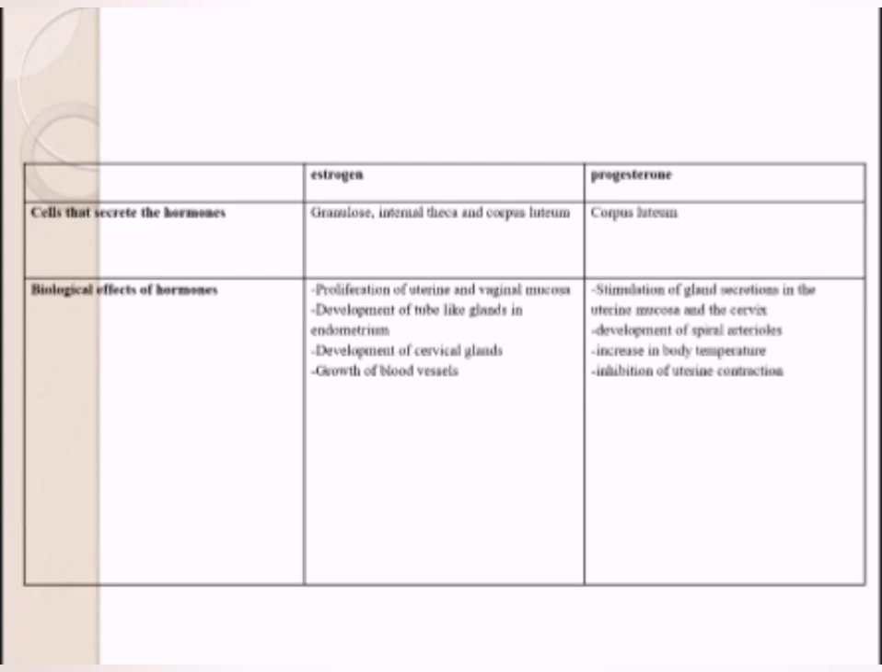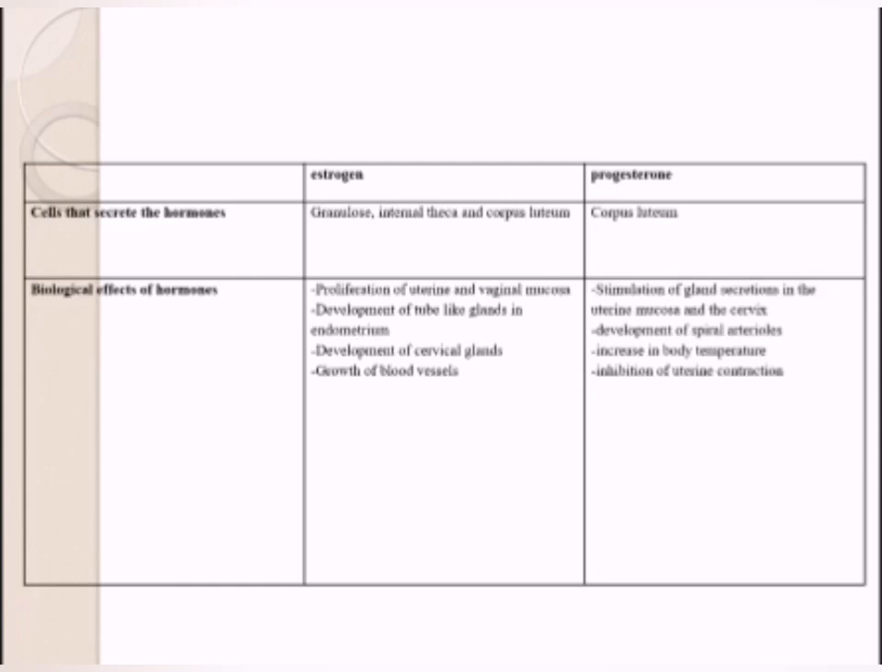Also, estrogen leads to the development of tube-like glands in the endometrium. It leads to the development of cervical glands, and it leads to the growth of blood vessels, whereas progesterone leads to the stimulation of gland secretion in the uterine mucosa and the cervix. The glands in the uterine mucosa in the luteal phase secrete nutrients and especially glycogen that is necessary for the nourishment of the growing embryo in case of implantation.